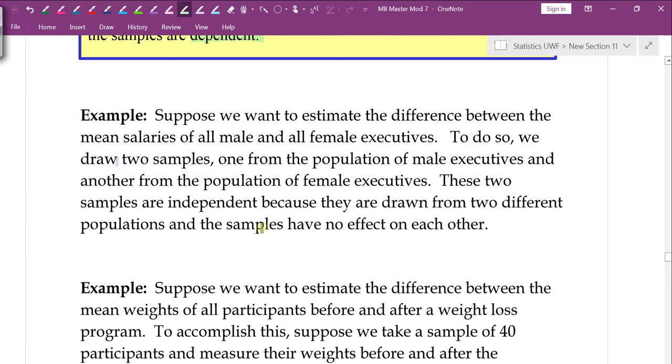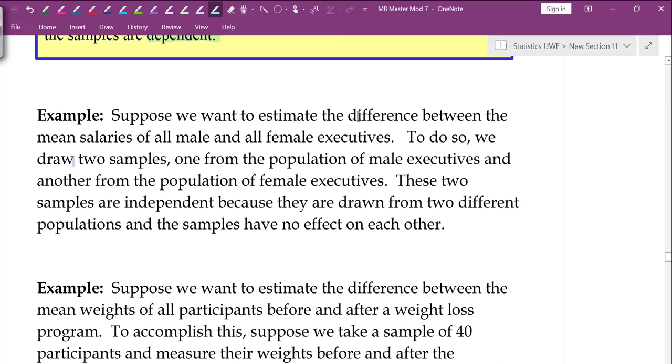Let's talk about an example. Suppose we want to estimate the differences between the mean salaries of all male and all female executives. To do so, we draw two samples, one from the population of all male executives and another from the population of female executives. So now we have two populations we're pulling from. These two samples are independent because they are drawn from two different populations and the samples have no effect on each other. Okay, so this is an example of two independent samples that are being drawn.